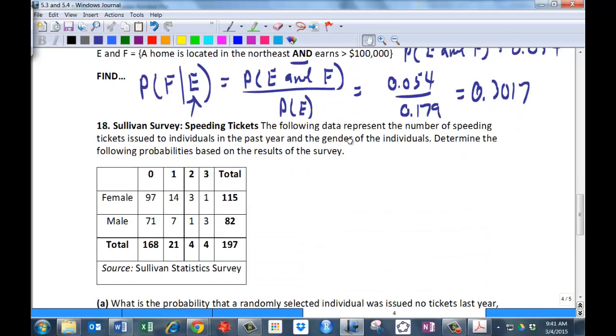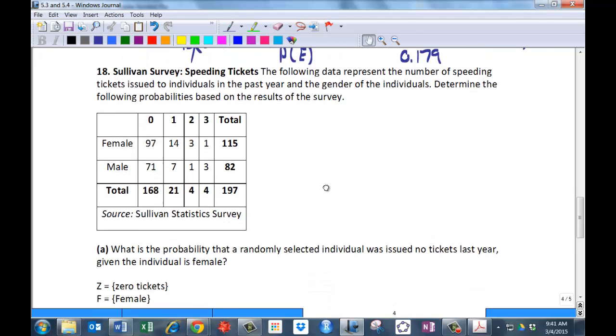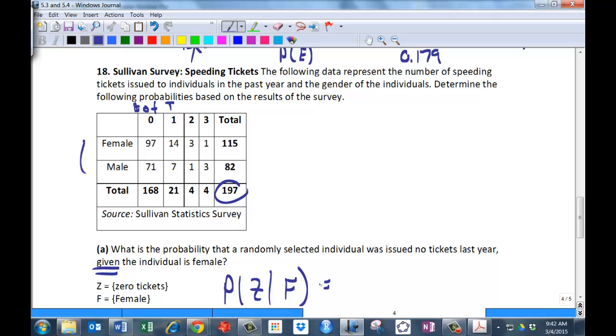Okay, so let's try another one here. And this just gives us speeding tickets in terms of gender and number of tickets. Okay, so we got a total of 197. What's the probability a randomly selected individual was issued no tickets? Given, that's the key word. So probability of no tickets, will that be 0, given female. And so the easy way to do it is restrict yourself to the females. So out of these 115, how many were written 0? So 97 over 115.